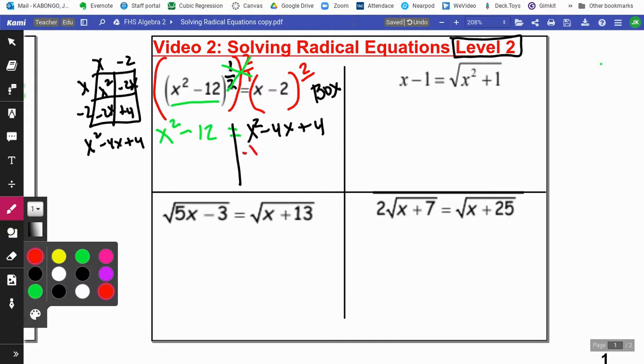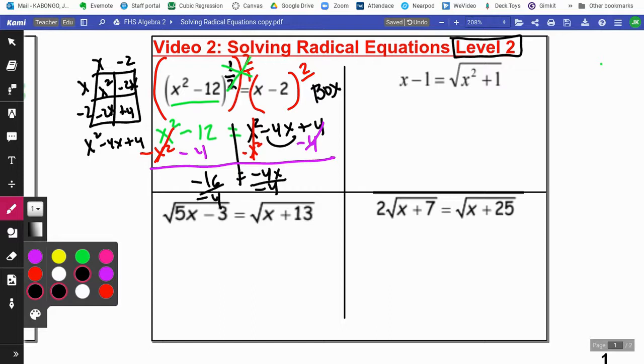So it looks like I can subtract x squared here, adios, minus x squared, boom. I can also do minus 4, boom, minus 4. So now I'm really left with negative 16 here, and I'm left with this one right here, negative 4x. You can divide by negative 4, divide by negative 4, x equals negative 4.